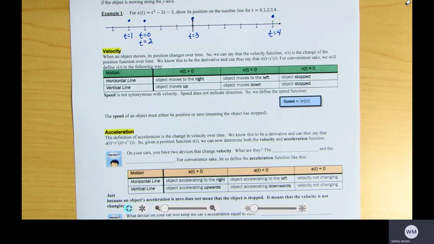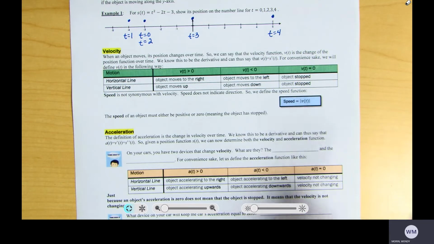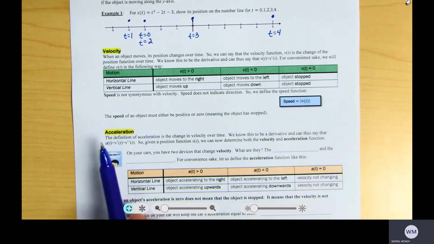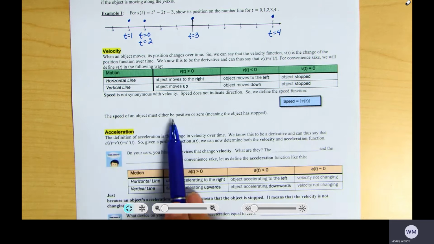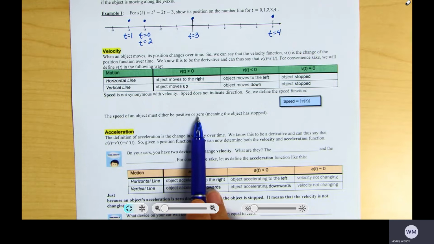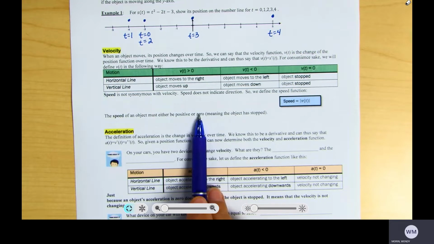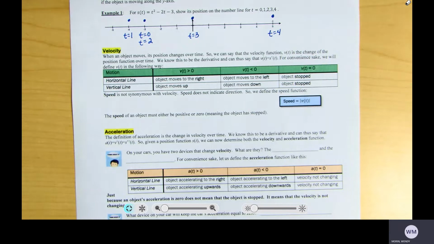Speed is different than velocity. Speed does not indicate direction. So speed is the absolute value of velocity. Velocity has direction, speed does not. So the speed of an object must be either positive or zero. That means you've stopped if your speed is zero. Absolute value of velocity.